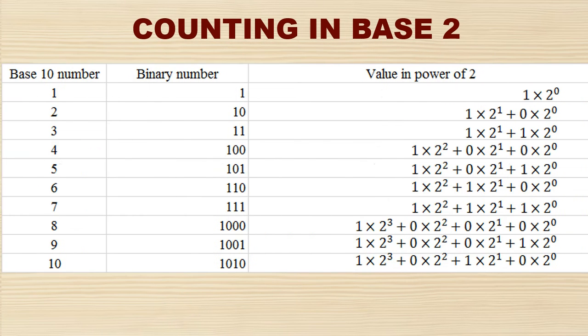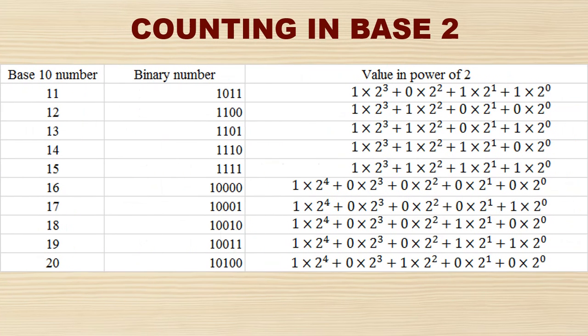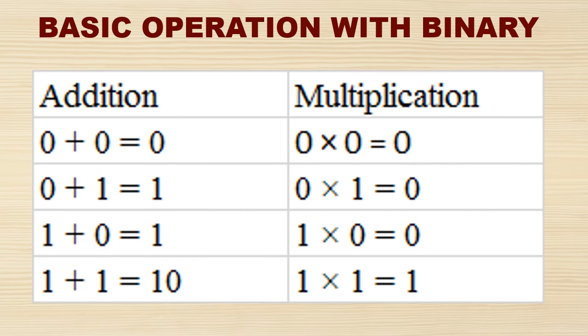Here is a table of counting in base 2, and its base 10 equivalent and also some explanation. 1 in base 10 is equal to 1 in binary. 2 in base 10 is equal to 10 in binary. 3 in base 10 is equal to 11 in binary, and the rest of it. This is a continuation of the table of counting in base 2. You can pause the video and learn it. If possible, cram it.